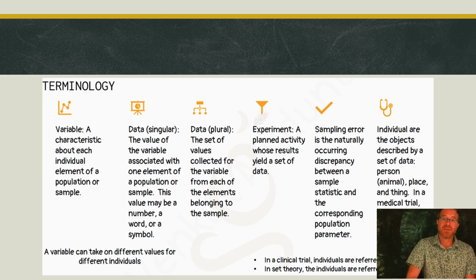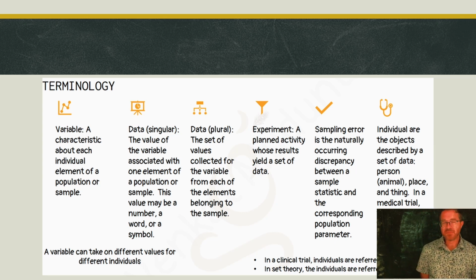Okay, so now let's talk more definitions. Like I said, there's a lot of definitions in this section. So the first one is a variable. A variable is just a characteristic about each individual element of a population or a sample. So a variable would be something like height, weight, GPA. This is something that describes a particular aspect of either a population or a sample. So you can have a variable for either one, right? GPA for all USF students, that's your parameter, or GPA for a subset of your USF students. That would be my statistic.